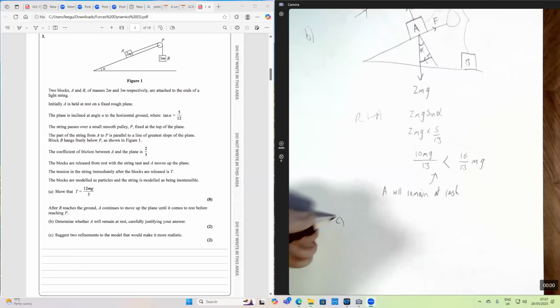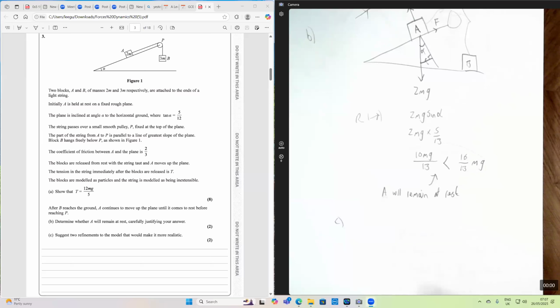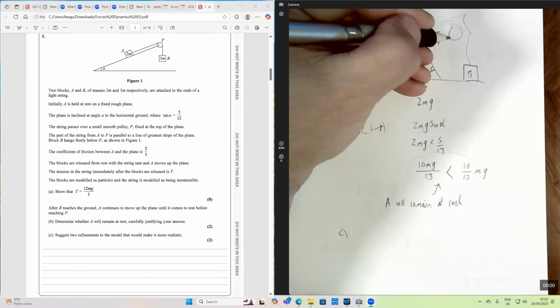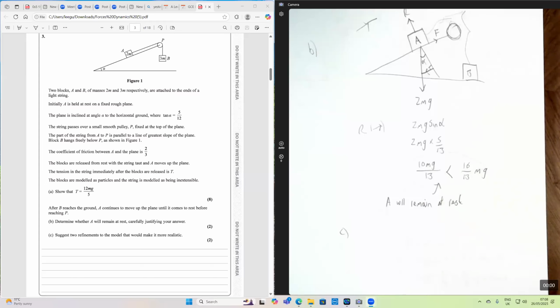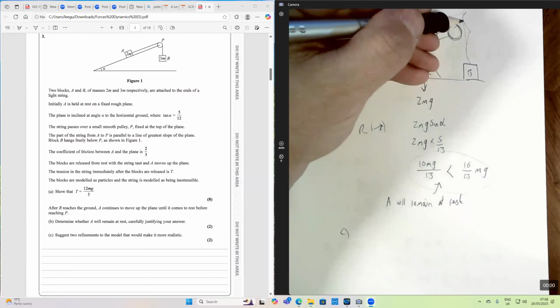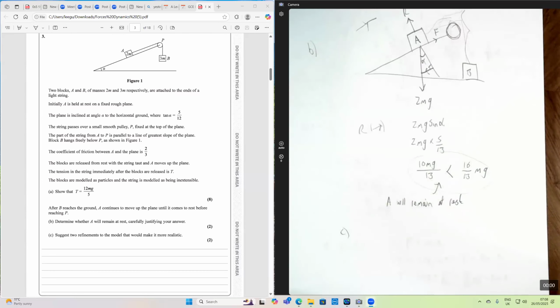And then finally, for this question, it says suggest two refinements to the model that would make it more realistic. And there's so many things we could say there. We could take into account friction at the pulley. That would be one thing that would make it more realistic. We could take into account the fact that the string itself might have some weight, which would cause the tension not to be the same in all parts of the string. And instead of modeling the blocks as particles, we could consider the physical dimensions of the blocks.